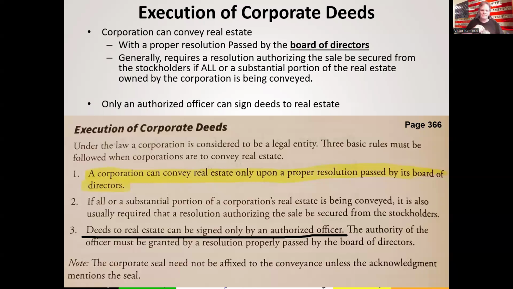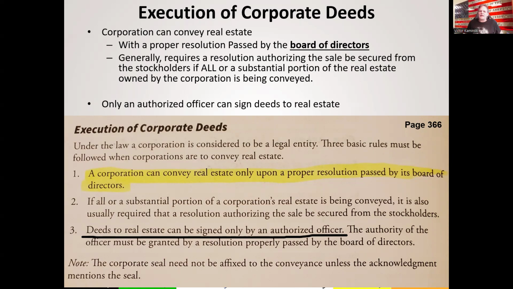So let's highlight there. A corporation can convey real estate only upon a proper resolution passed by its board of directors. And you may already have that signed because we skipped forward and signed it once before, right? Maybe. Yeah, it's already highlighted. Okay. Yeah, you get a question on this on the exam, I know.